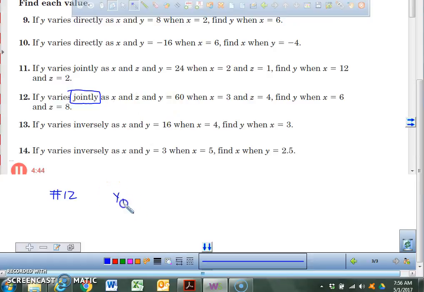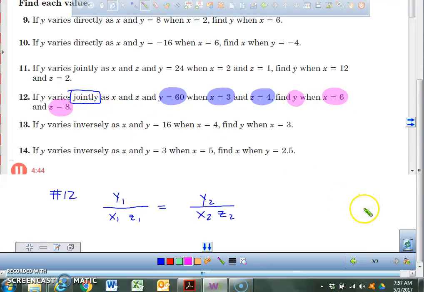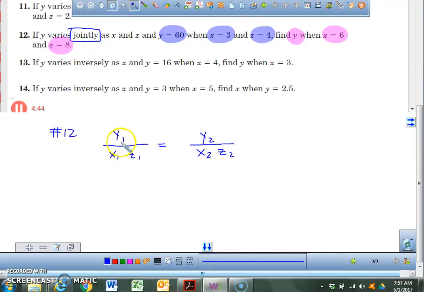So what I want you to do is put y1 over x1 times z1 equals y2 over x2 times z2. Now I'm going to highlight things in two different colors. All right, I got y is 60, I got x is 3, and z is 4. Changing colors. It says find y when x is 6 and z is 8. So when you guys read this, make sure you organize your information and just simply plug it in to the formula. So right here for y1, I'm going to write a 60.